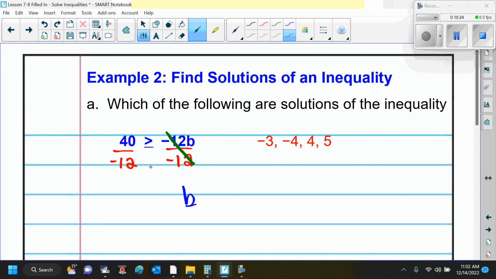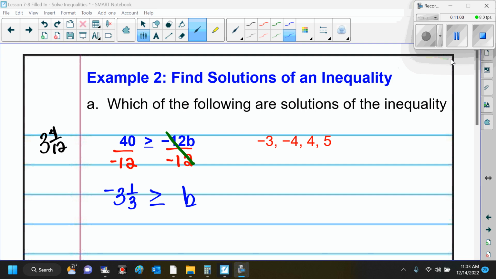And then we've got this greater than or equal to symbol right here. And then we need to do this division. Now, positive divided by a negative is a negative, right? And then, how many times does 12 go into 40? 3 times with how many left over? So that's 3 and 4/12. So down here, I'm going to write 3 and 1/3. I'm just going to simplify, okay? 3 and 1/3.